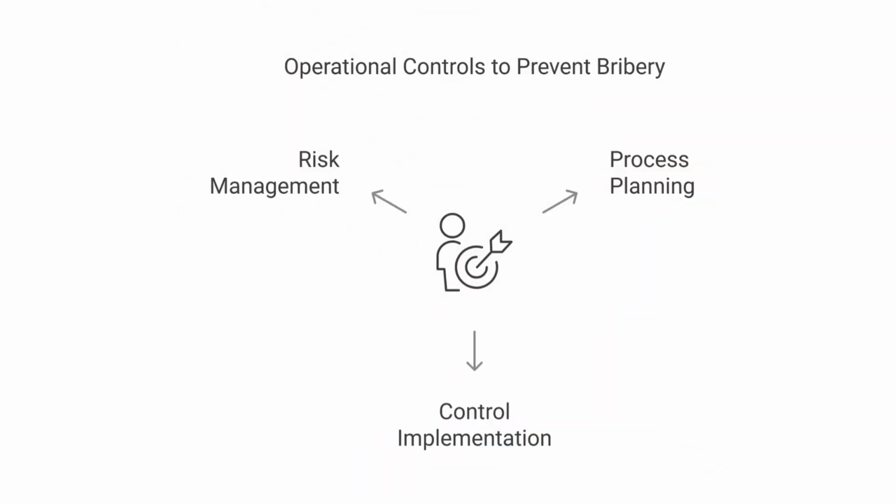Clause 8.1 Operational Planning and Control. Plan, implement, and control processes to meet requirements. Implement controls to manage bribery risks. Example, a retail company maps all business processes susceptible to bribery, implements segregation of duties in approval processes, establishes clear procedures for high-risk activities like permitting and licensing.